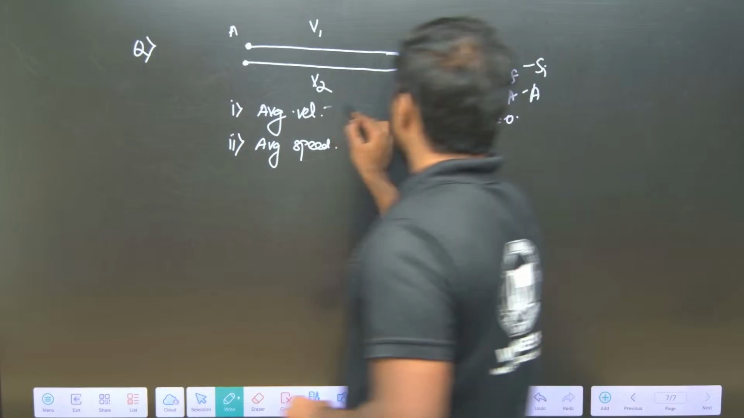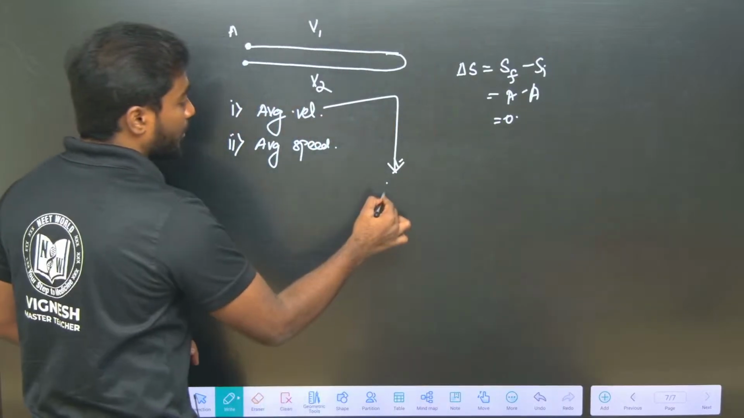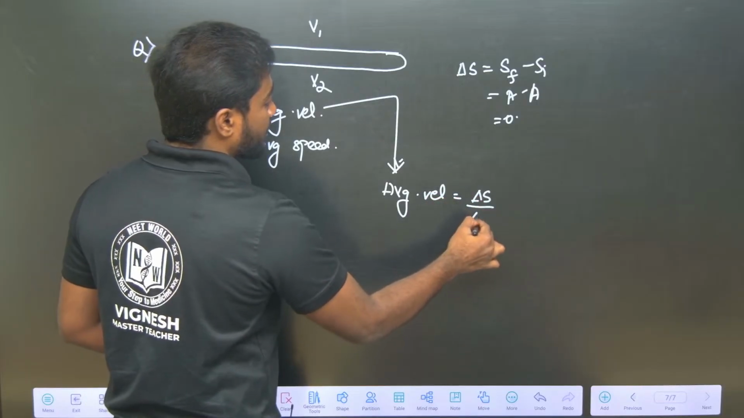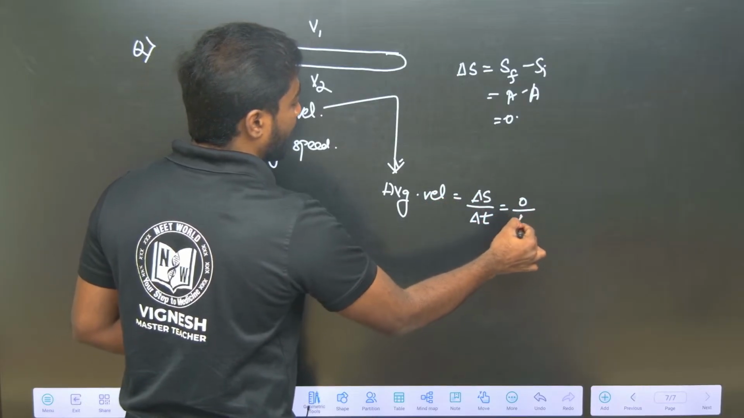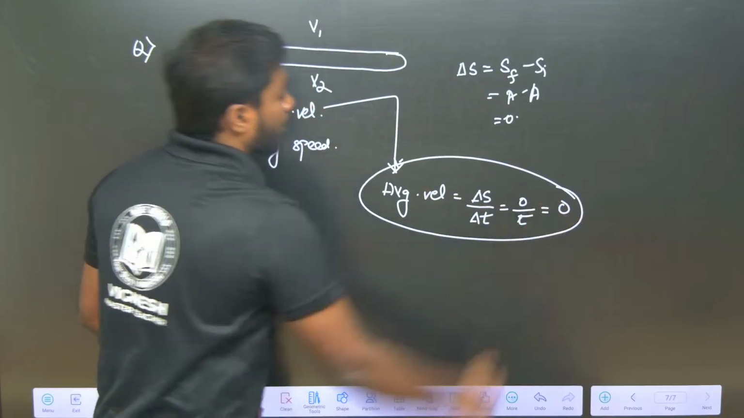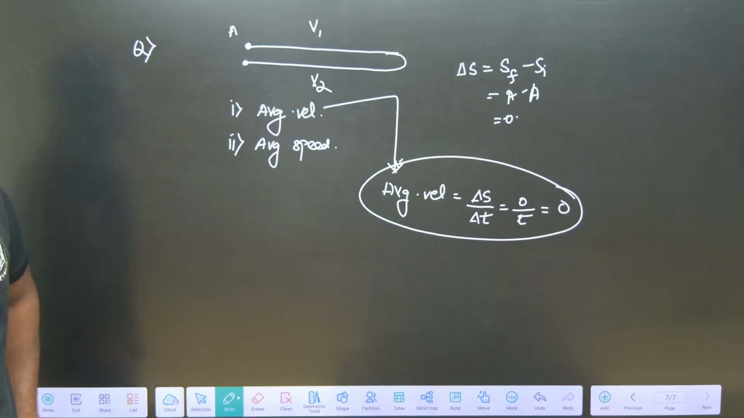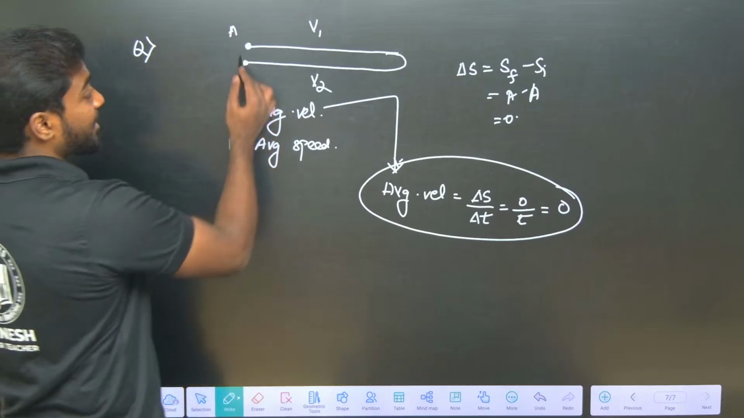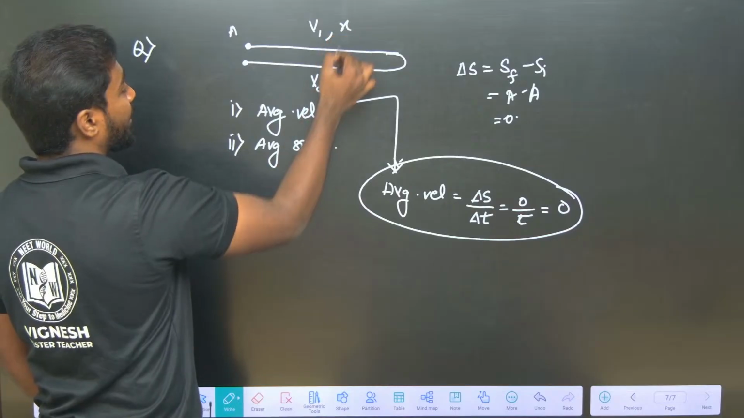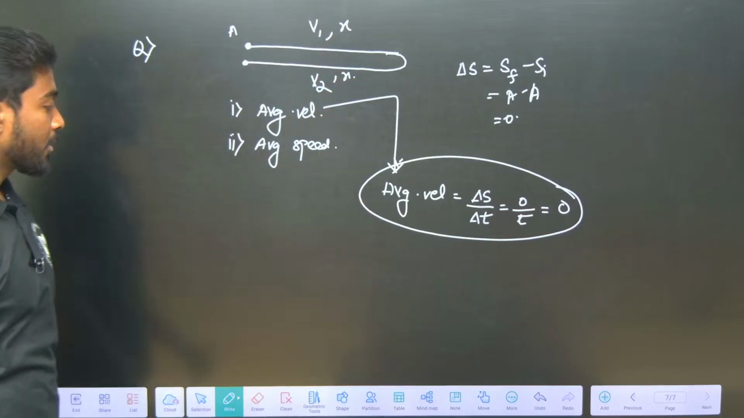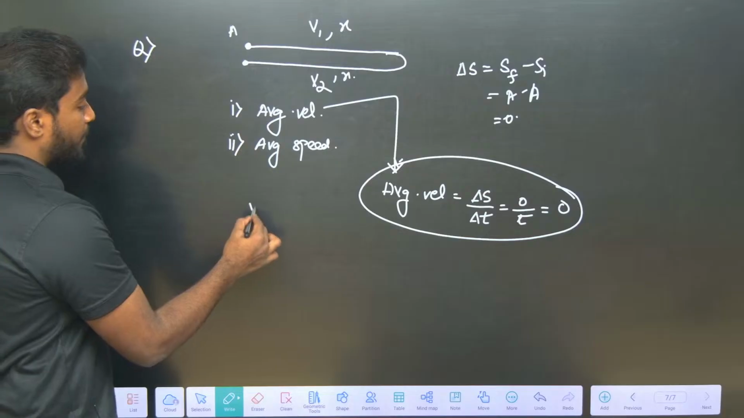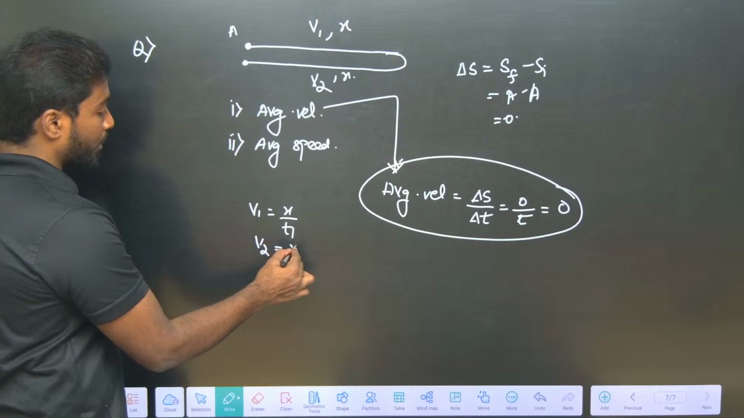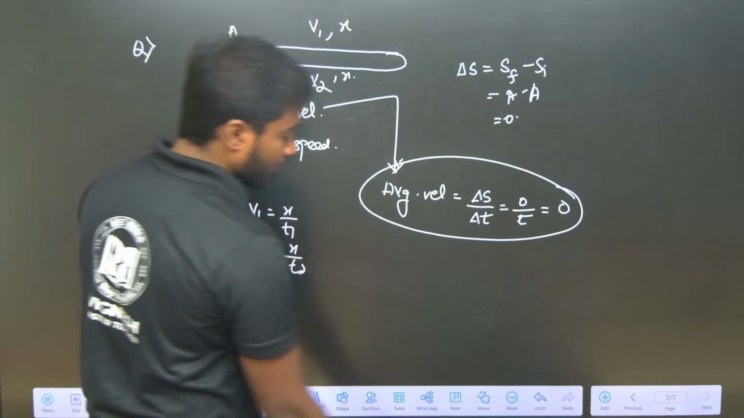So when I talk about the average velocity, change in displacement by change in time is nothing but 0 by time, which is 0. So I got the average velocity. What about average speed? Yes, I need to find it. So the distance is the same distance. Let me take this distance as x. Okay, x. So v1 will be equal to x by t1, v2 will be equal to x by t2.